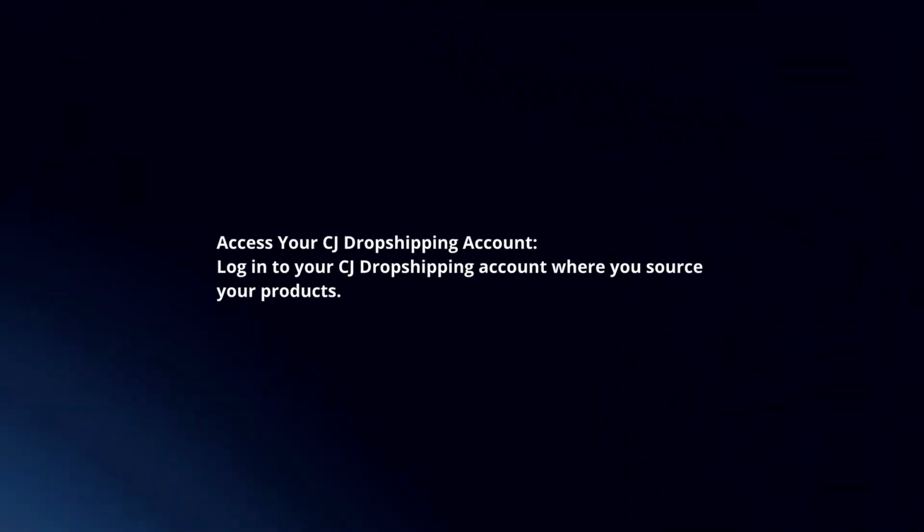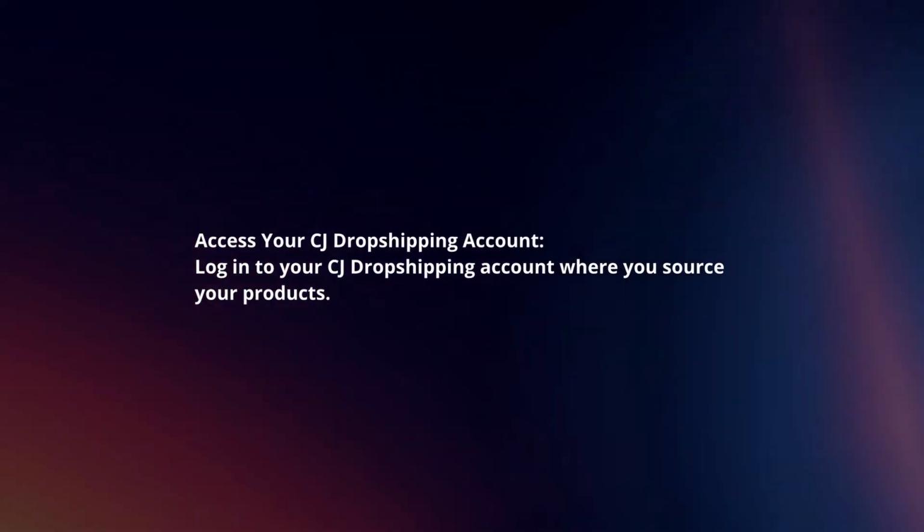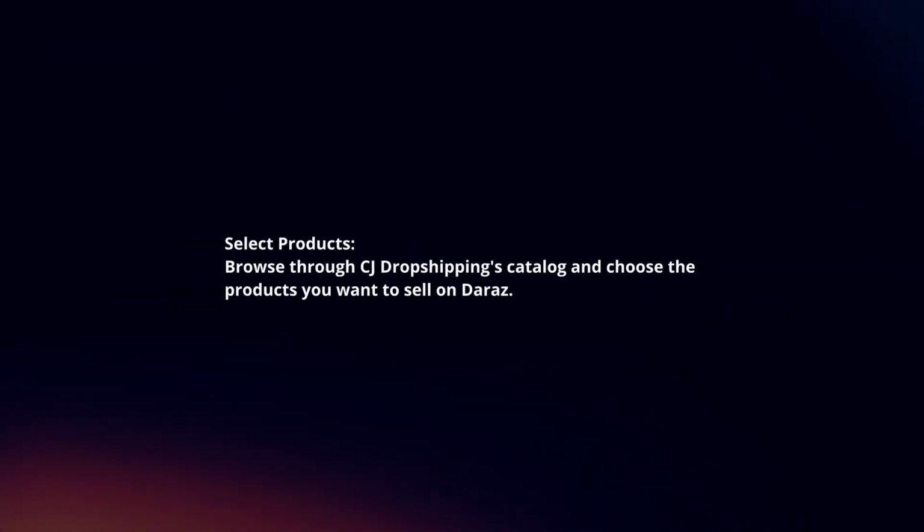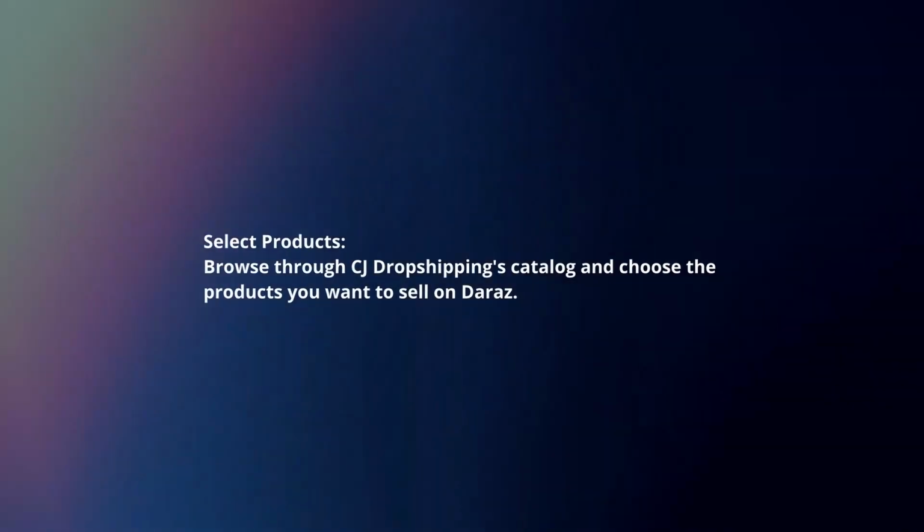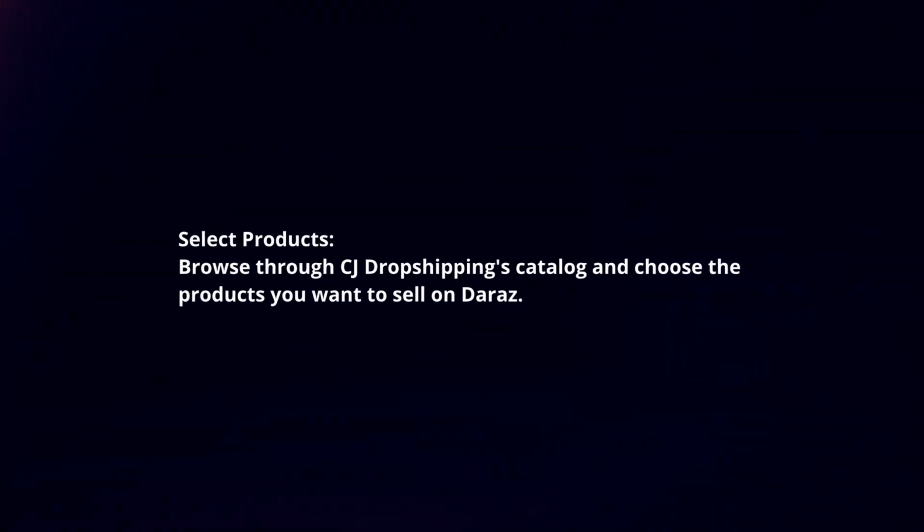Access your CJ Dropshipping account. Log into your CJ Dropshipping account where you source your products. Select products. Browse through CJ Dropshipping's catalog and choose the products you want to sell on Daraz.